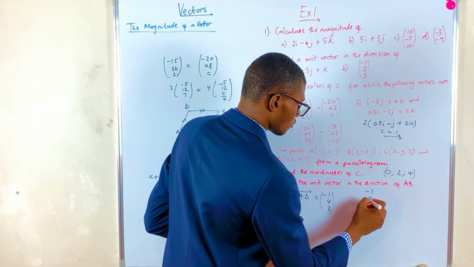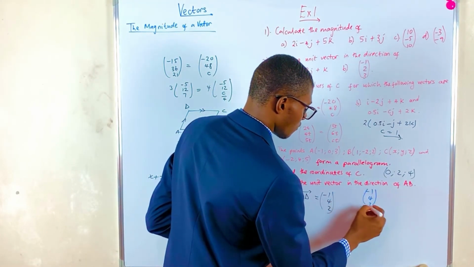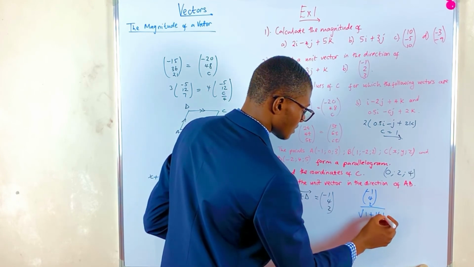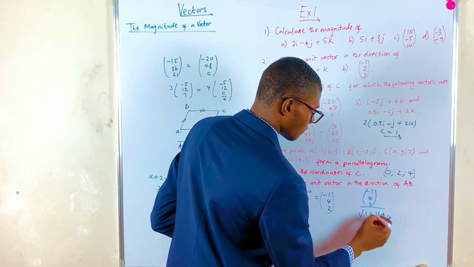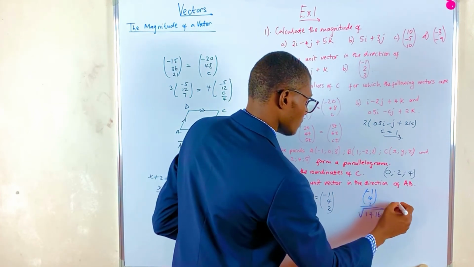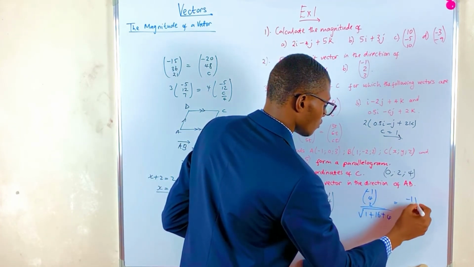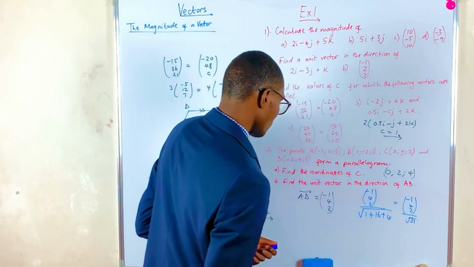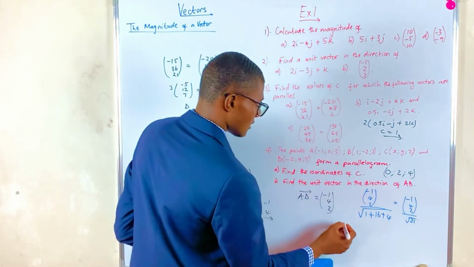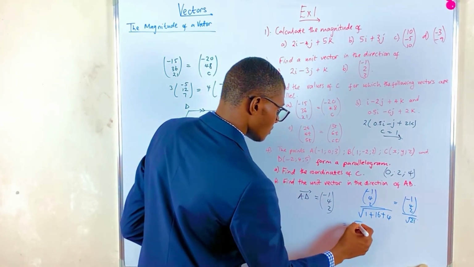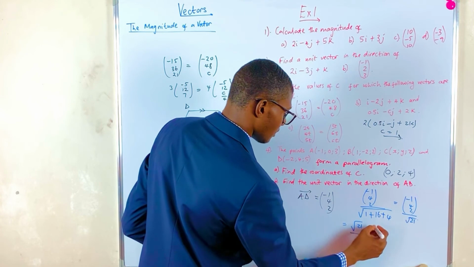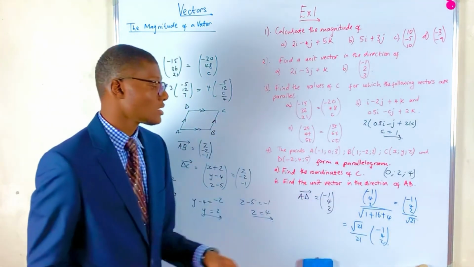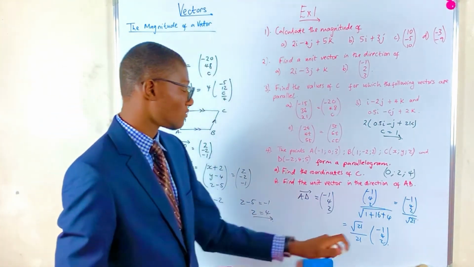So we're simply going to say minus 1, 4, 2 over the square root of 1 squared, which is 1, plus 4 squared, which is 16, plus 2 squared, which is 4. Which is minus 1, 4, 2 over root of 21. And we can rewrite this as root 21 over 21 times minus 1, 4, 2. So this is the unit vector in the direction of AD.